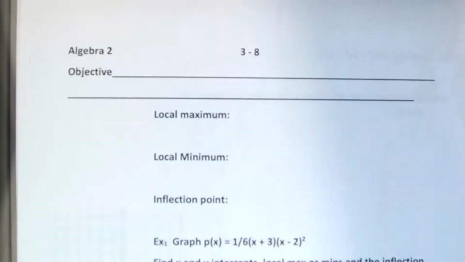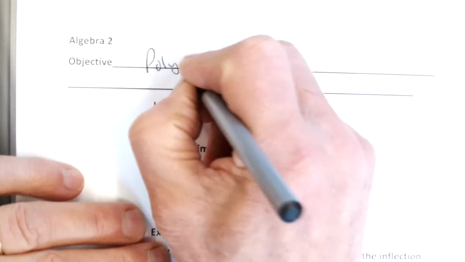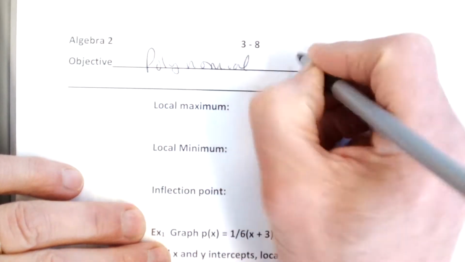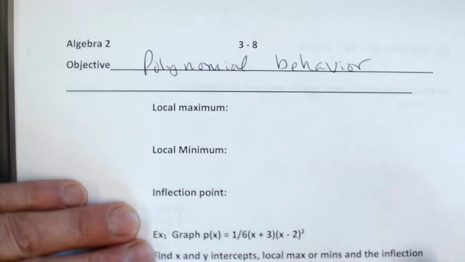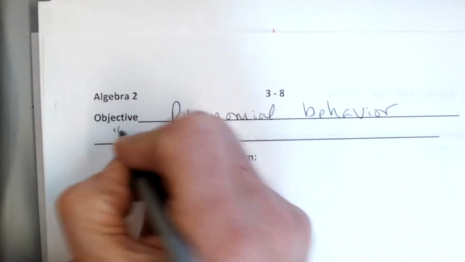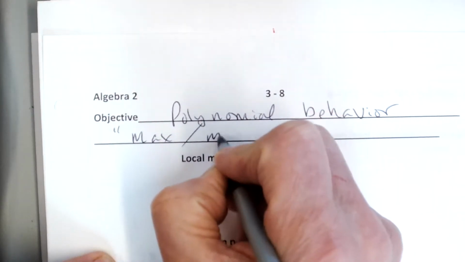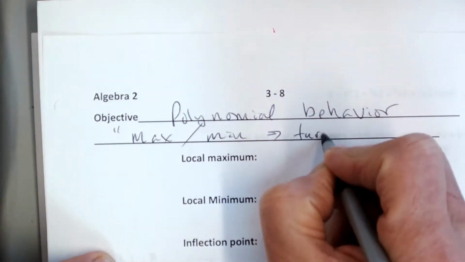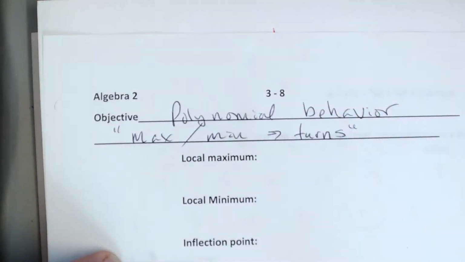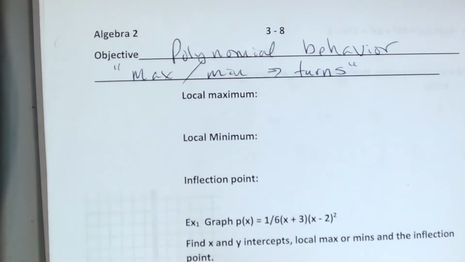All right, so today what I want to do is talk about polynomial behavior. What the heck does that mean? We're going to look for where it is at the top, maximums, minimums, and when it turns, okay? That's what we want to do. We've already talked a little bit about this.